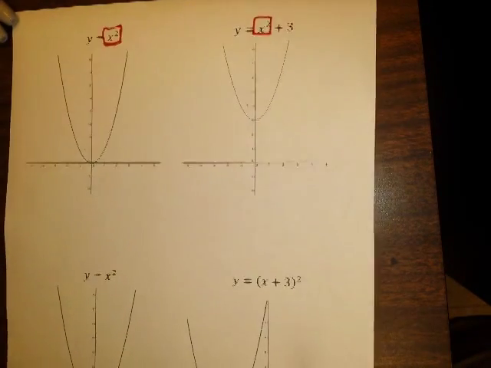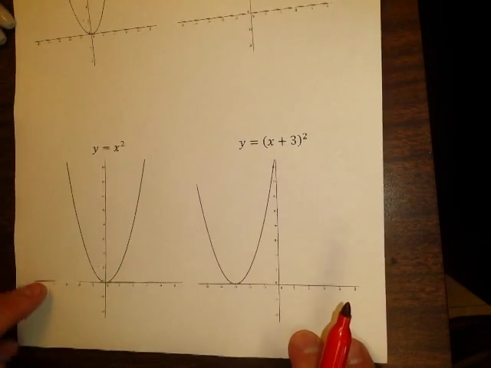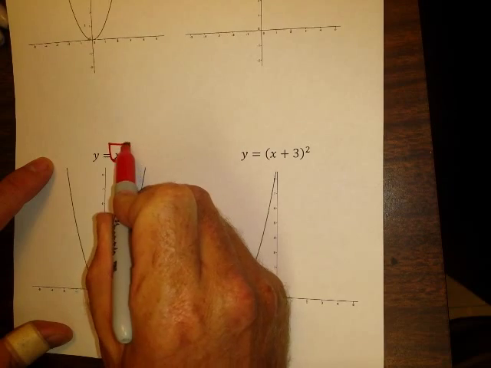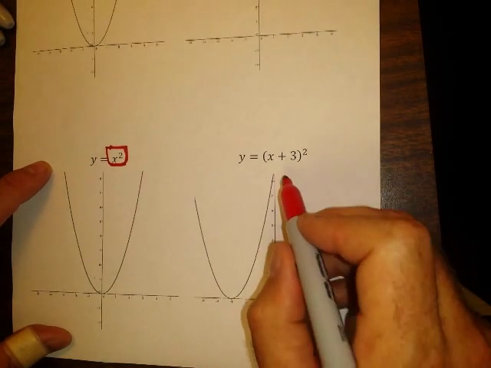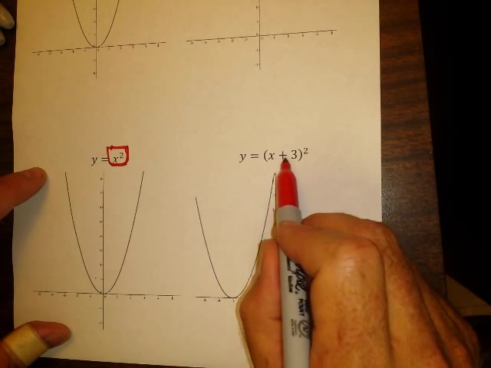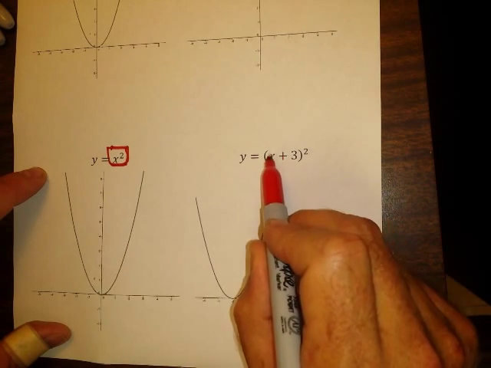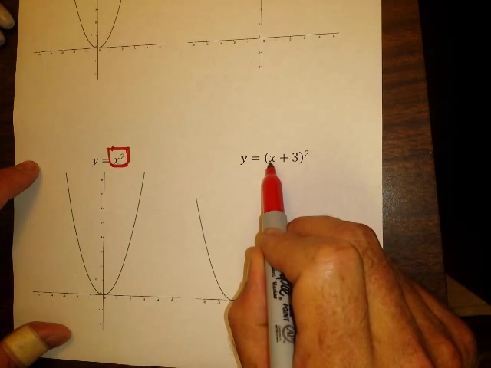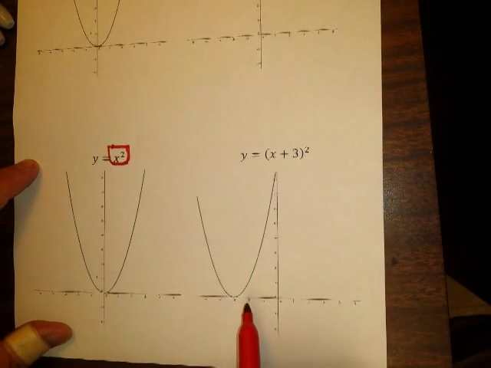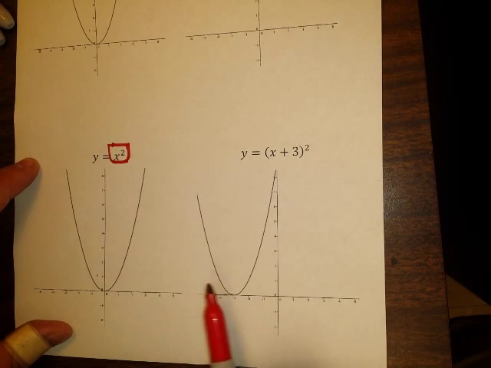Okay. Here's another example. y equals x squared. Again, this is our y value here. And notice what happened here. I didn't change the y value. I changed what's happening inside of that function. So I used x plus 3, the quantity, squared. What happened there? Didn't it move horizontally?